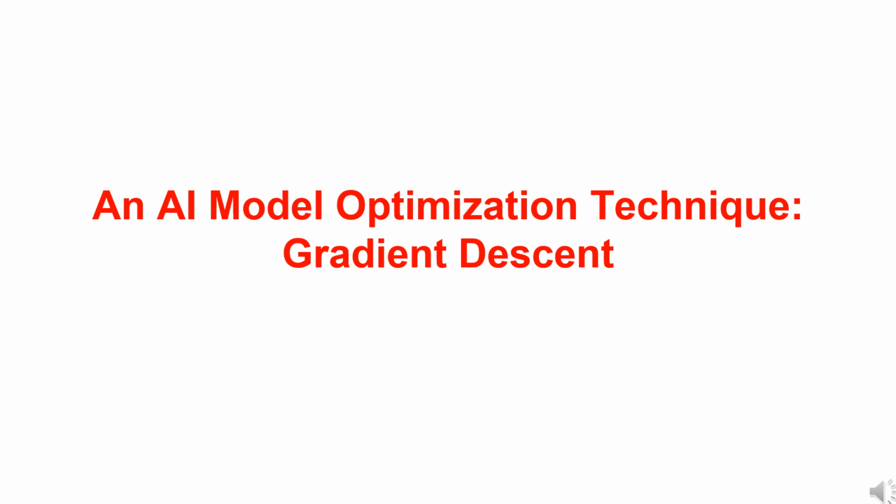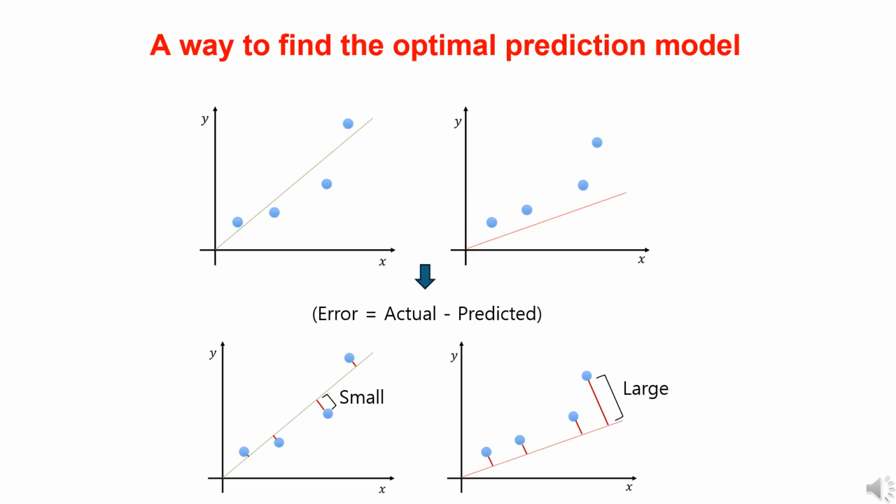To make accurate predictions using an AI model, it is essential to optimize the model's performance. Therefore, in this video, we will explore gradient descent, which is one of the most important methods for optimizing an AI model. Here we have 4 data points, and we want to find the optimal prediction line based on these points. Among the green line and the red line, which one would be the better choice?